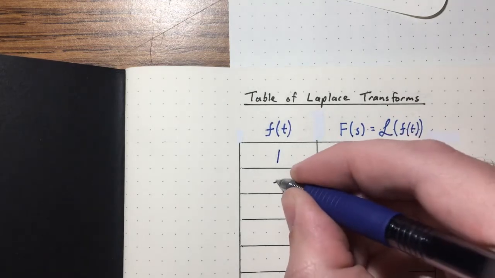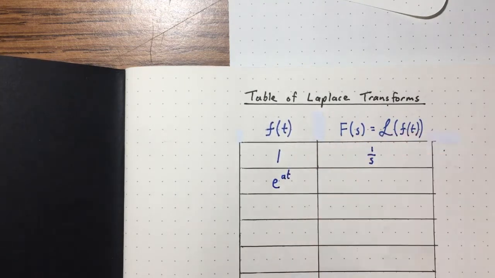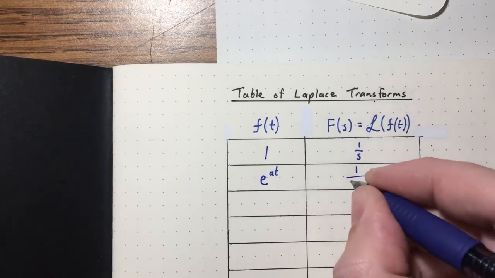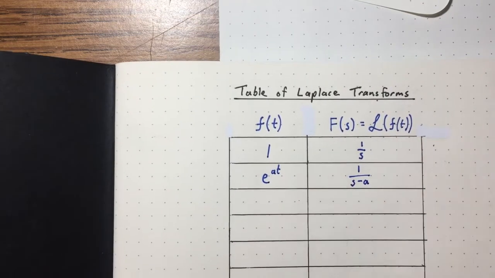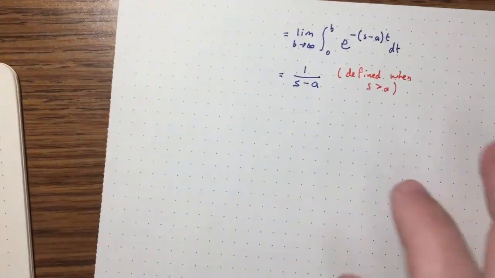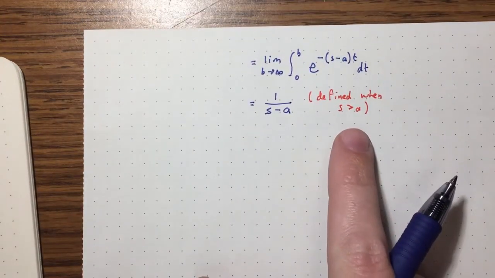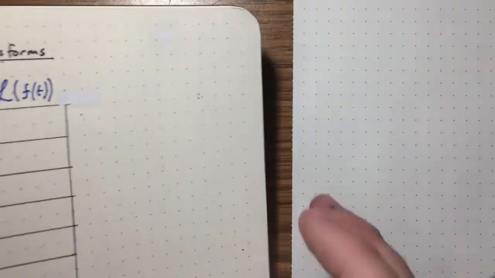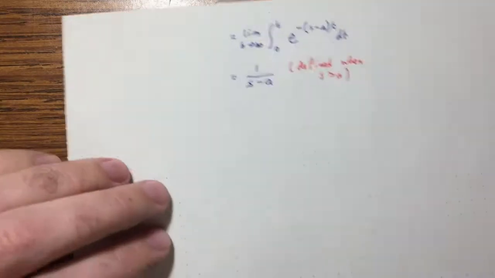And if f of t is the function e to the at, then our Laplace transform was 1 over s minus a. And for this course, at least, we're not going to care so much about the values of s where it's defined. Okay, so we'll keep that on the side. Let's do another one.